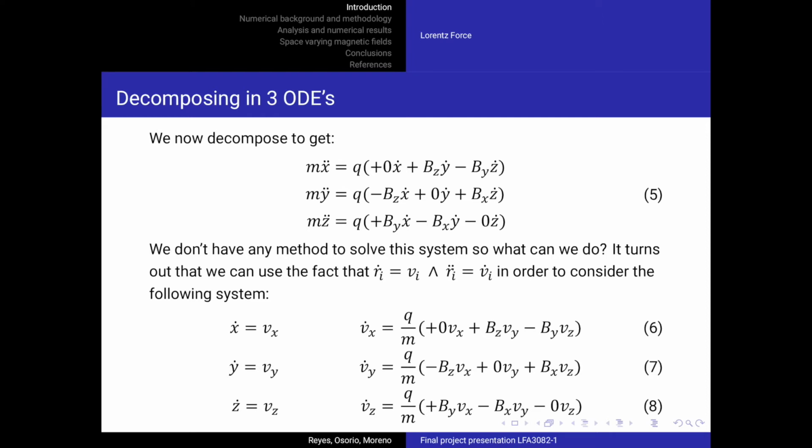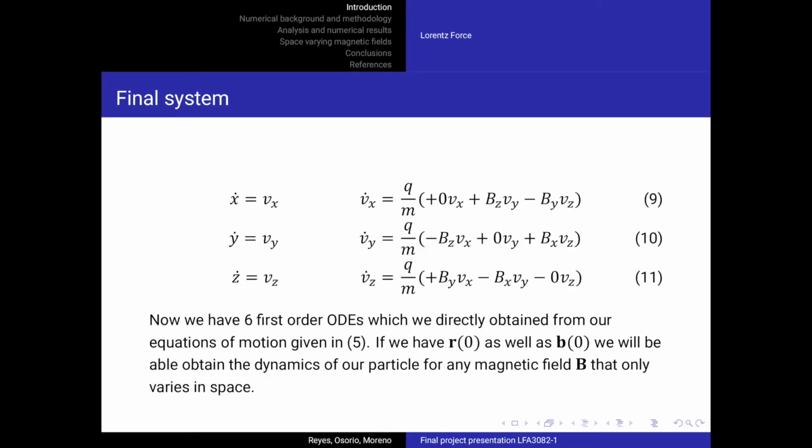But here we have a little problem. We don't have any method to solve this system. So what can we do? It turns out that we may transform the system into 6 first-order linear equations, which we actually do know how to solve. And so, if we have the initial position and the initial velocity, we will be able to obtain the dynamics of our system for any magnetic field that may only vary in space.